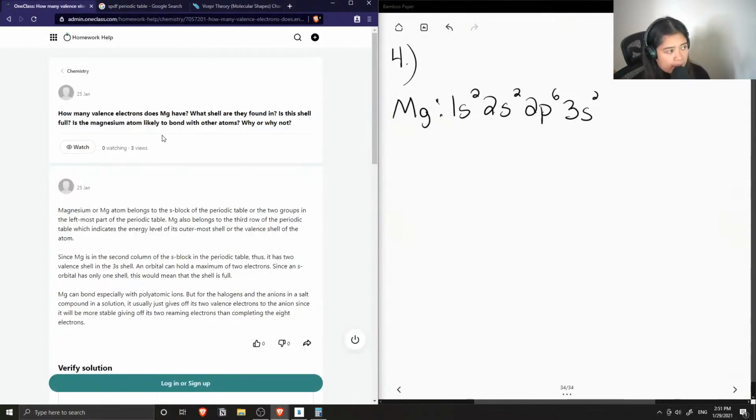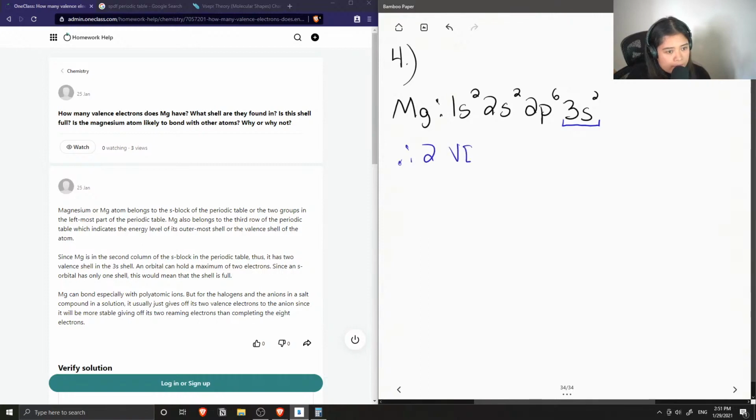And the question asks, how many valence electrons does magnesium have? Okay, so the 2 valence electrons are in shell 3. So we can say that therefore there are 2 valence electrons. They are found in the 3s shell. And is the shell full? The shell is full.